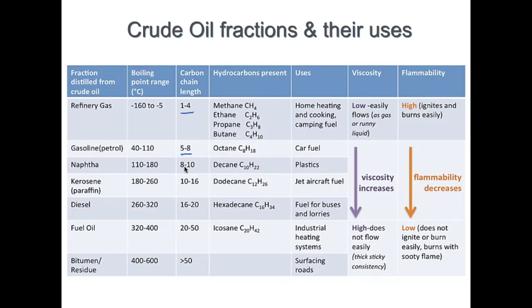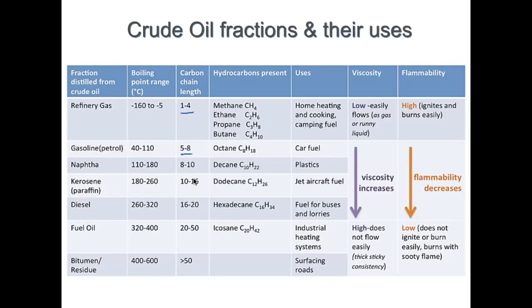Sometimes you don't see naphtha at all, so you'll see gasoline ranging from 5 to 10. Sometimes naphtha is not shown, so you can get away with leaving out naphtha. Then there is kerosene around carbon 10 to 16. Even though they say carbon 1 to 4, even in refinery gas you might get a little pentane in it. Where they say gasoline 5 to 8, you might get some chains that have 9 carbons in it. It's a fraction. The cutoff, you might have some spillover, if you get what I'm saying.